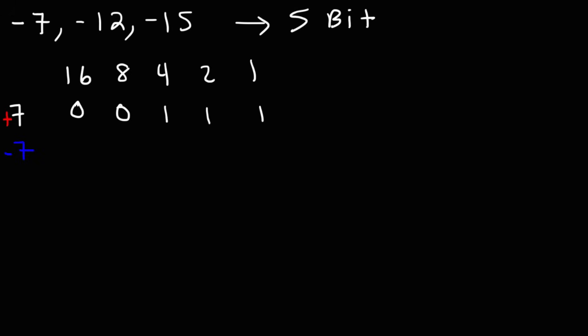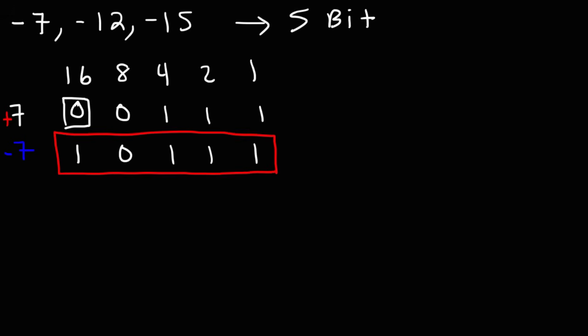To get -7, all we need to do is replace this 0 with a 1. Remember, that first number indicates the sign. Everything else is going to be the same. So using the sign magnitude method, -7 would correspond to this 5-bit binary number. Now let's try -12. So first, let's find the number for 12. The first number is going to be a 0, and 12 is simply 8 plus 4. So we're going to put a 1 under those two numbers. So that's the binary equivalent of 12.